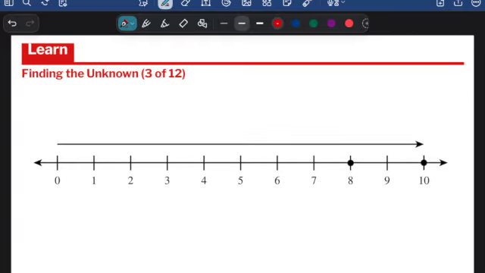All right, for this one, we started at 10. So we started at positive 10. What do I have to add to end up at positive 8? This time I have to move to the left 2 units. So if I move to the left 2 units, I have to add a negative 2. My unknown addend is negative 2.